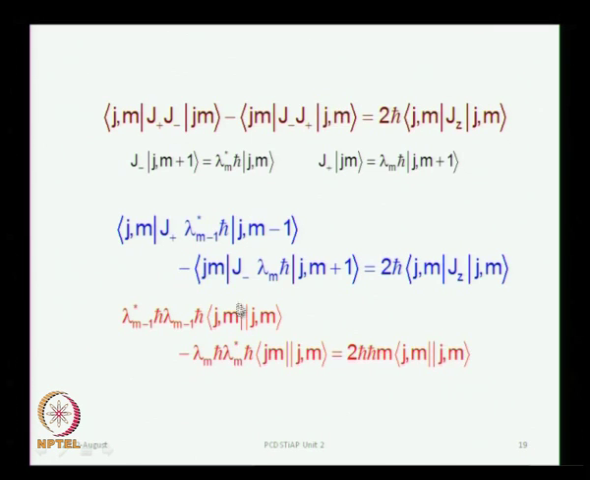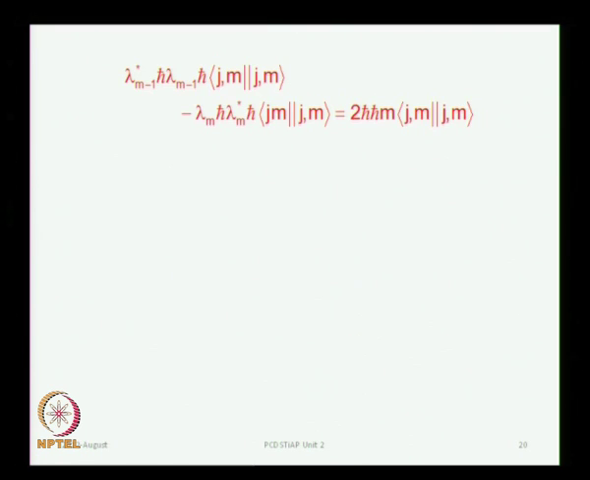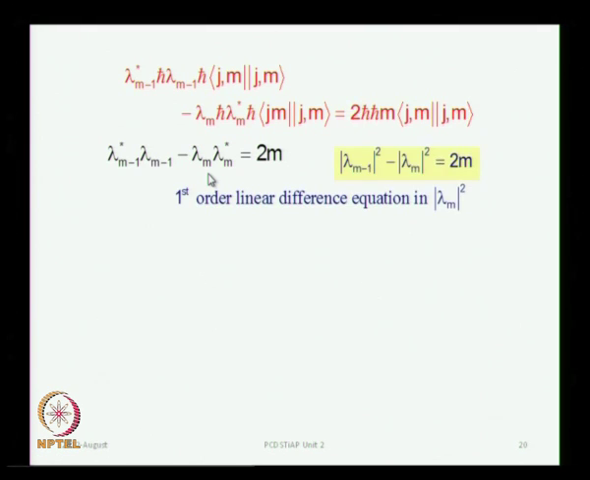Of course there are h cross square terms appearing everywhere, there is h cross square in the first term, h cross square in the second term, and h cross square in the third term as well, because when Jz operates on Jm you get m h cross. So that h cross with this h cross will give you this h cross square over here, and you can cancel the h cross square in all the three terms. Here you get just the normalization overlap, and what you have is a simple first order linear difference equation in lambda.